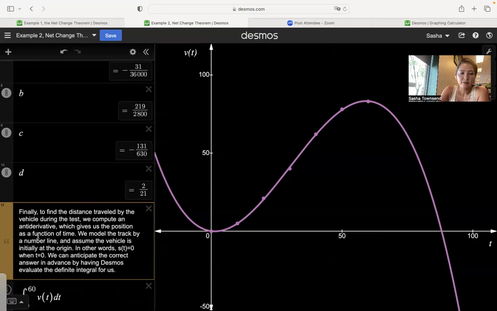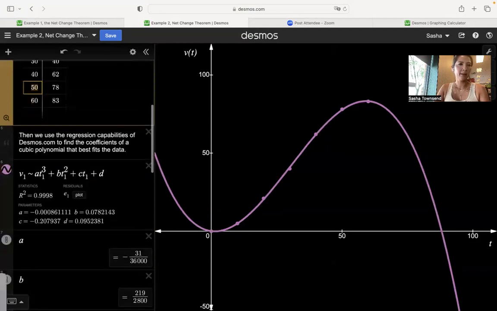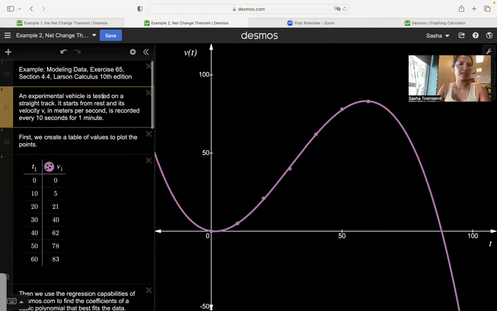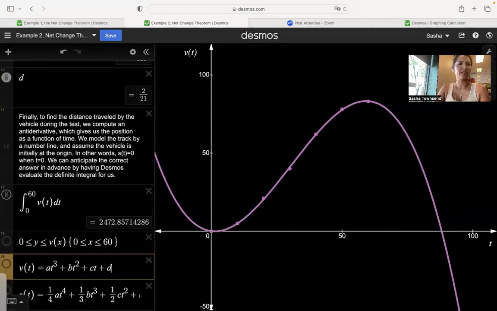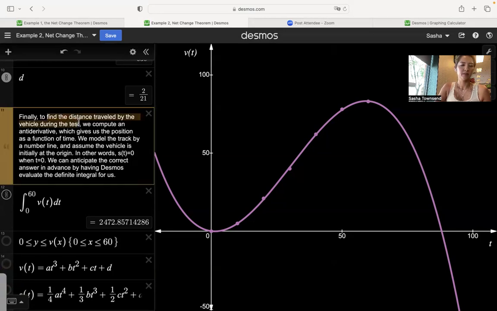So our function v of t is v of t equals a t cubed plus b t squared plus c t plus d. And then the question, what did it say? Oh, I think the question said, find the distance traveled by the vehicle during the test. So that was actually the problem statement.